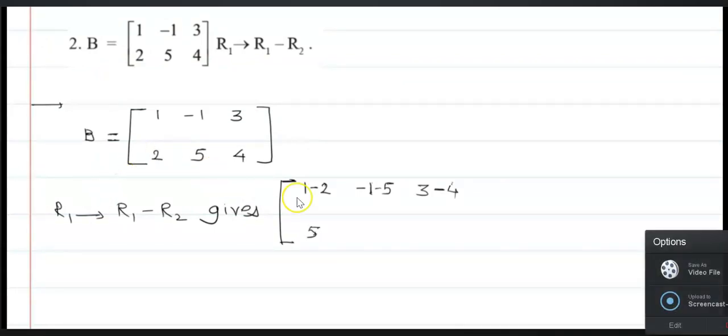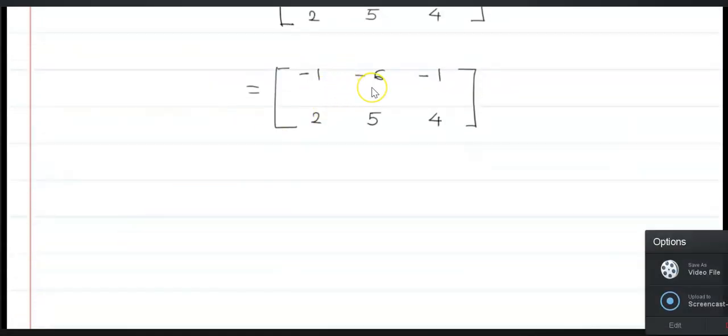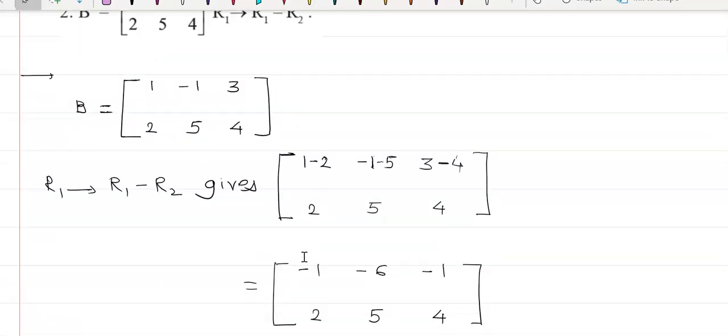Now see here: 1 minus 2, minus 1 minus 5, 3 minus 4. Therefore you will get the answer minus 1 minus 6 and minus 1, and 2 5 4. You can see this again here. This is the operation: R1 changes to R1 minus R2 gives 1 minus 2, minus 1 minus 5, 3 minus 4, and 2 5 4. After simplification you will get minus 1 minus 6 and minus 1, and the second row remains unchanged, that is 2 5 4.